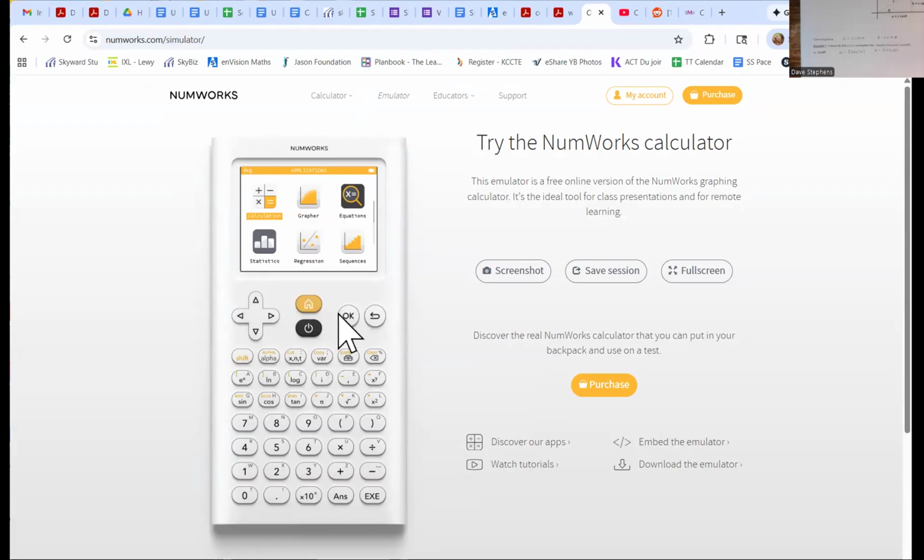I want to calculate 2 cosine of 50. I get 1.28, so round to the nearest hundredth, so 1.29. So my A value is 1.29, and now we're going to plug in 2 sine 50 into our calculator. And hit OK. To the nearest hundredth is 1.53. Our B value is 1.53.